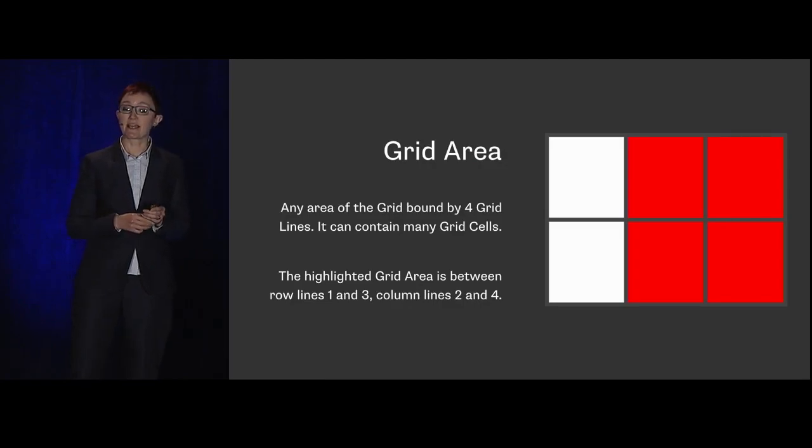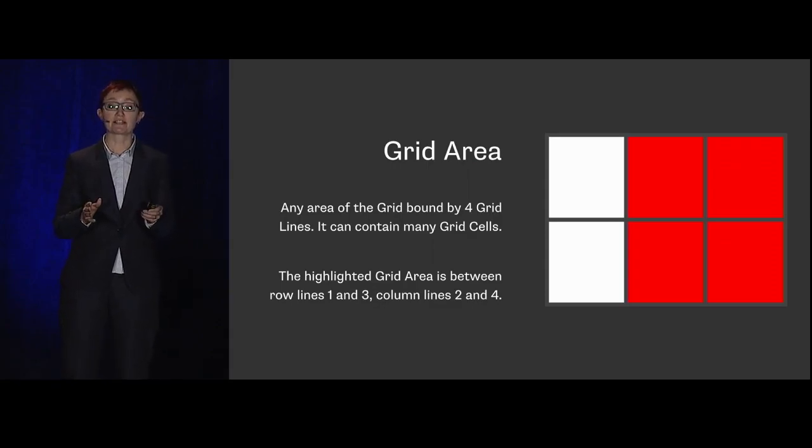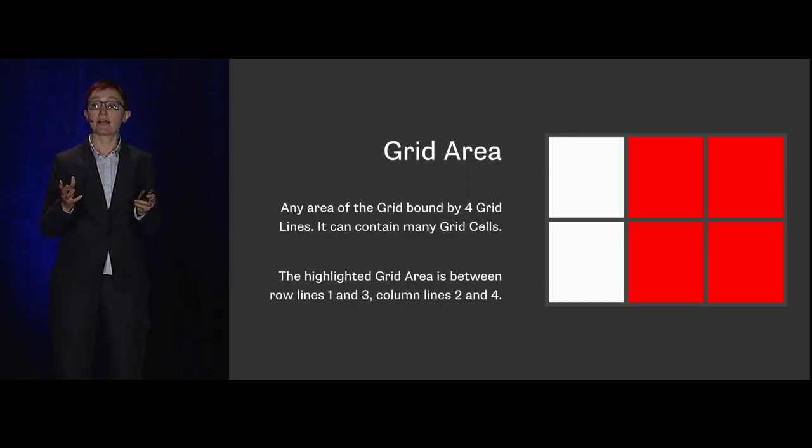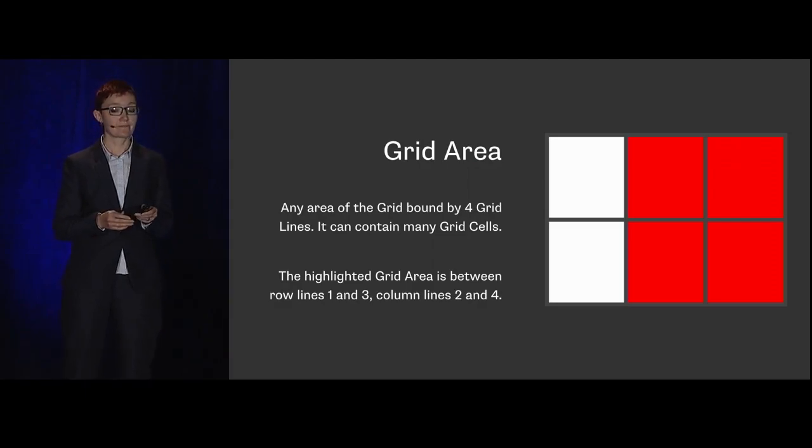If we join cells together, we get a grid area. So that's any area of the grid that's bound by 4 grid lines. It needs to be a square or a rectangular area, but bound by 4 grid lines, that's a grid area in which you might place some content.